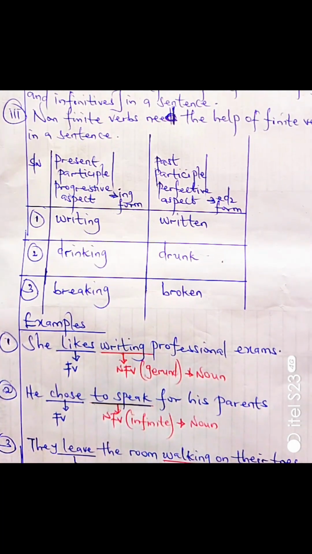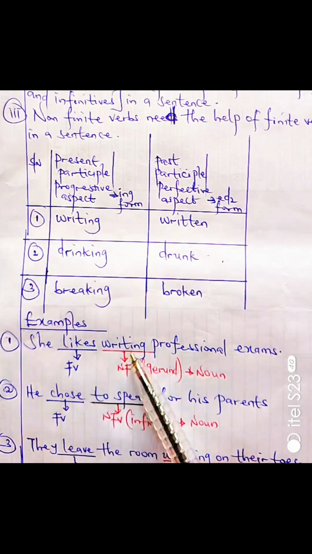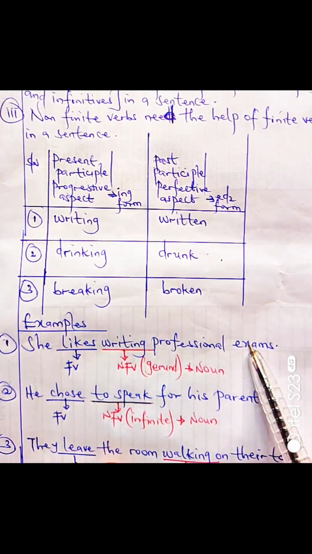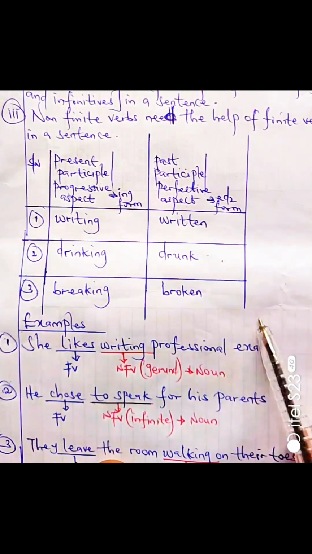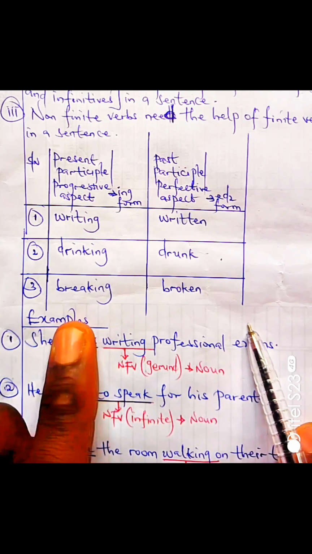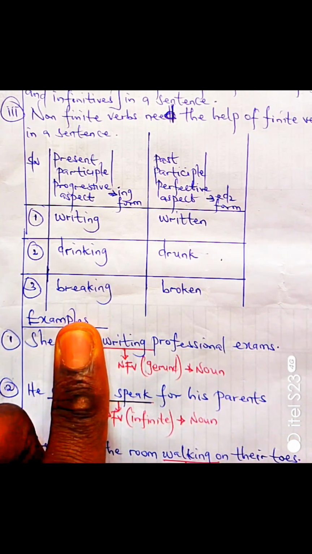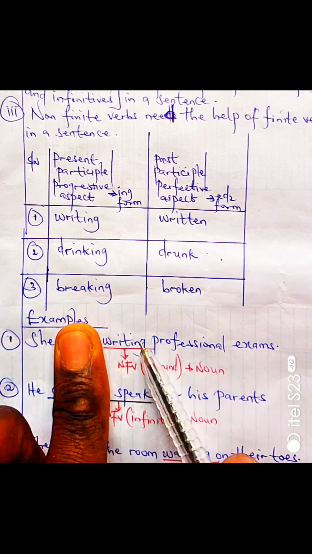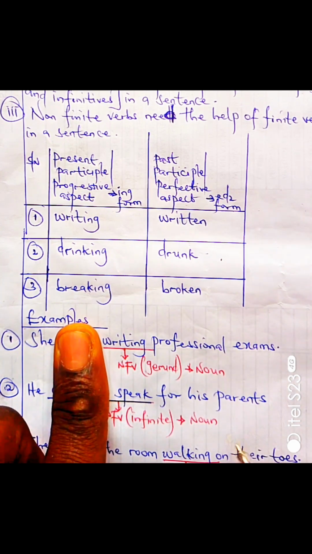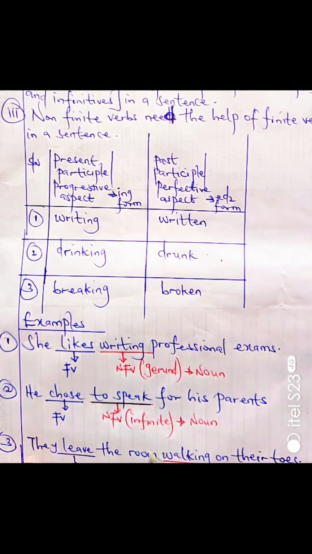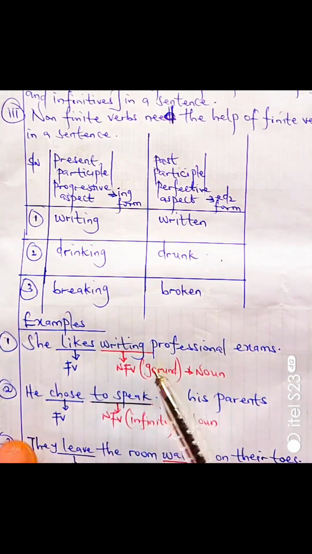Number one, she likes writing professional exams. She likes writing professional exams. Now, if I cover up the likes, let's see if the sentence will make sense without the finite verb there. She writing professional exams. Does that make any sense? No, it doesn't. So that's why we need the help of a finite verb for a non-finite verb to make any meaning.